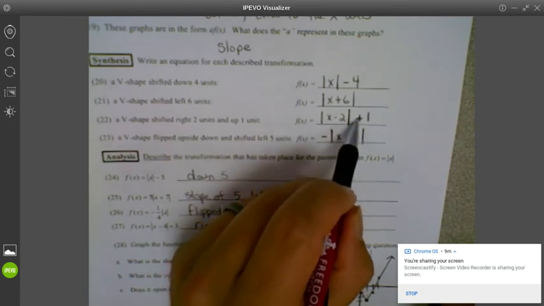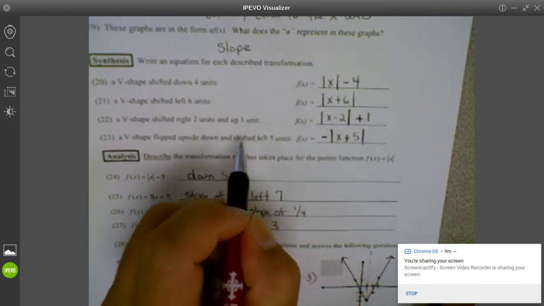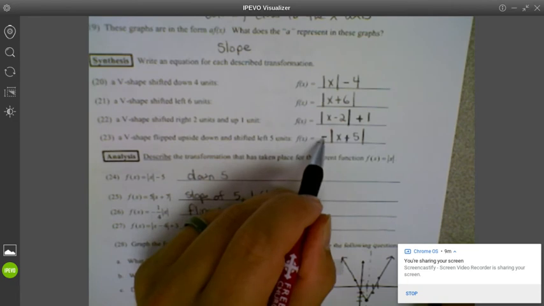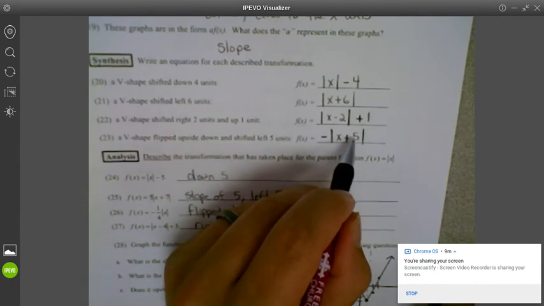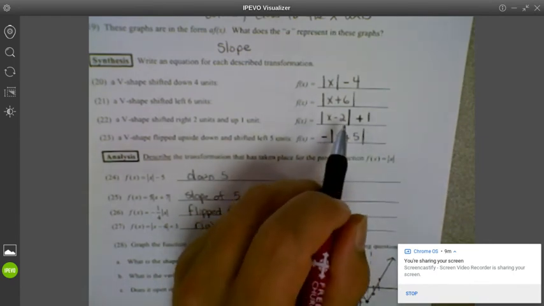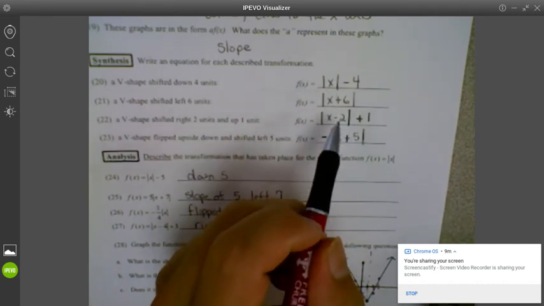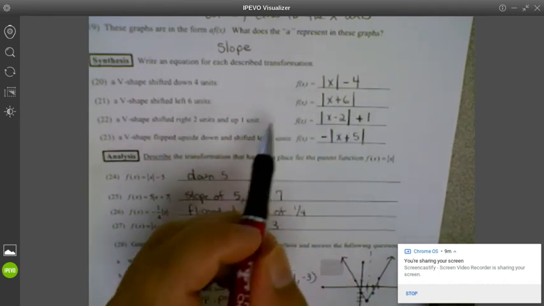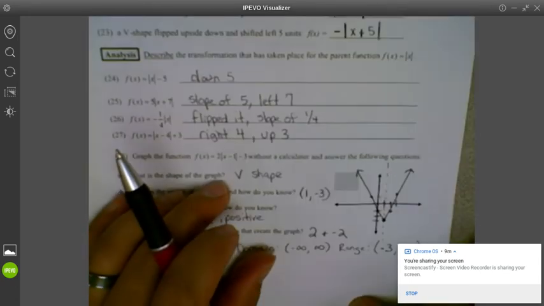Then we go outside of the absolute value bars and add 1. That gets us up 1. Then if we want to flip it upside down, we put a negative out in front and then shift it left 5. We have the absolute value of x plus 5. Okay, so again, anytime you need to check, if you think maybe you didn't do this correctly or maybe something was wrong, type this into your calculator and see if it matches up with what the description is saying.